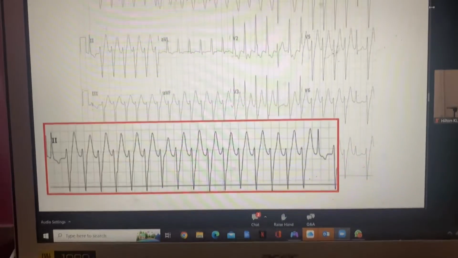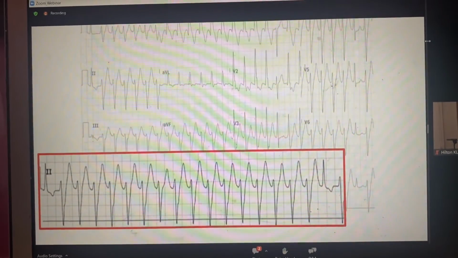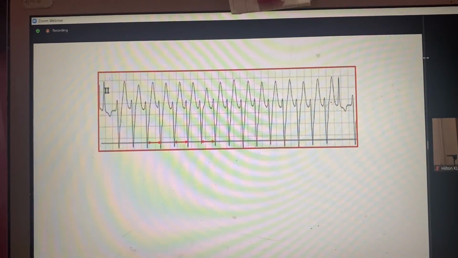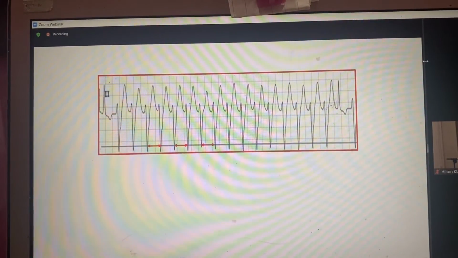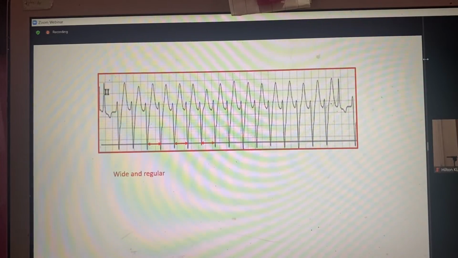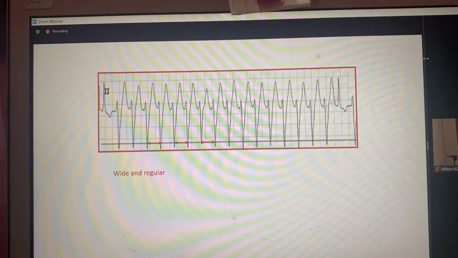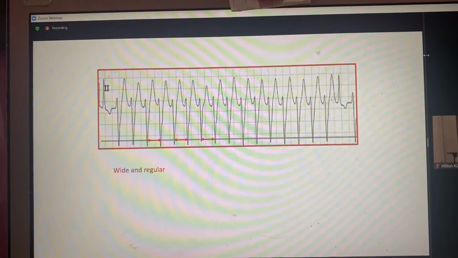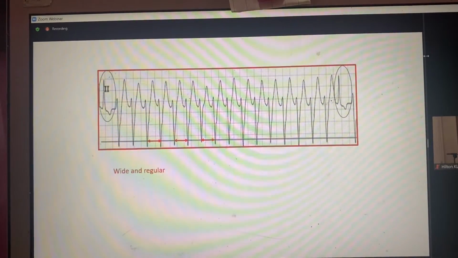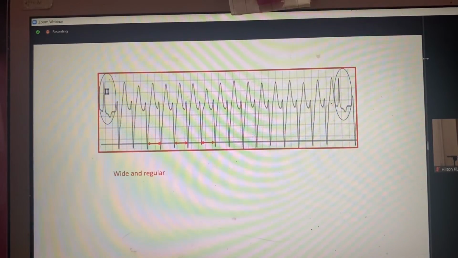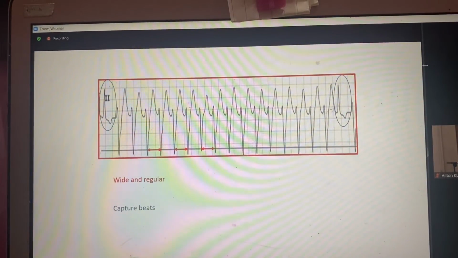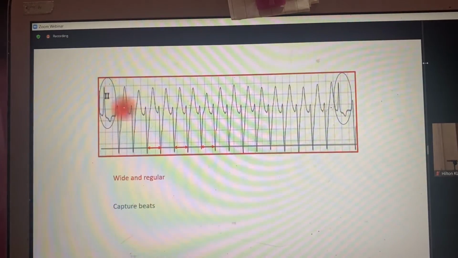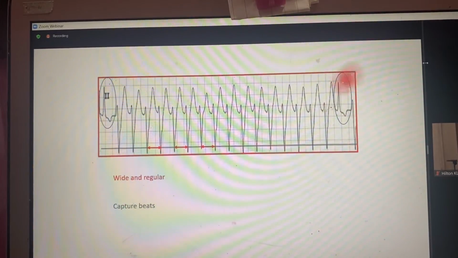So look at the long lead 2. What do you see there? You see a regular RR interval. This is wide in the sense that it's 120 milliseconds. So 120 is borderline wide, and we still have to take it as wide. And what do you see there? These are capture beats. These are different morphology. This QRS and this QRS are different, and this QRS is also different.